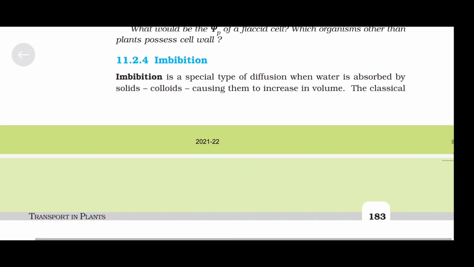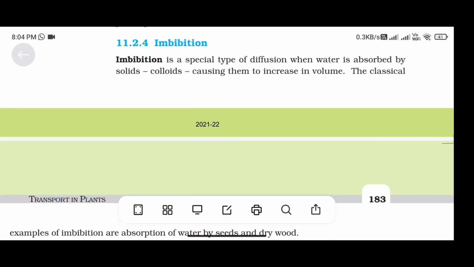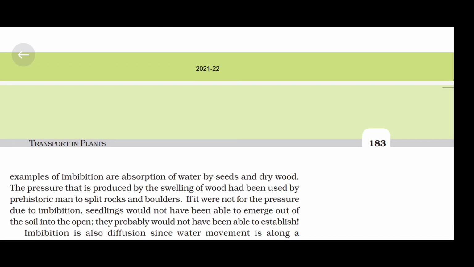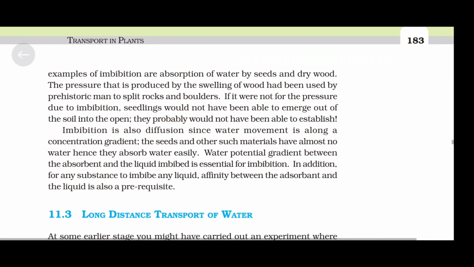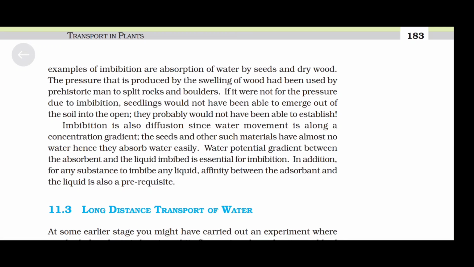Imbibition. Imbibition is a special type of diffusion when water is absorbed by solid colloids, causing them to increase in volume. The classical examples of imbibition are absorption of water by seeds and dry wood. The pressure that is produced by swelling of wood had been used by prehistoric man to split rocks and boulders. If it were not for the pressure due to imbibition, seedlings would not have been able to emerge out of the soil into the open. They probably would not have been able to establish.